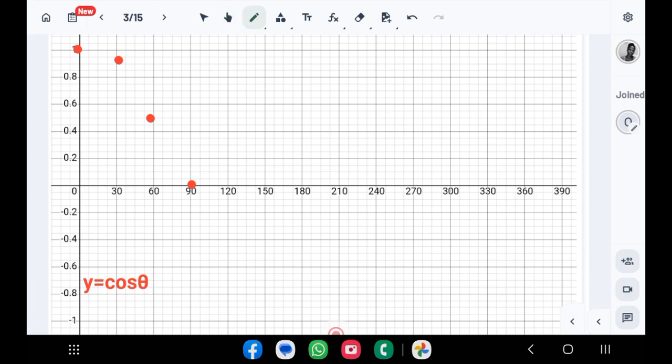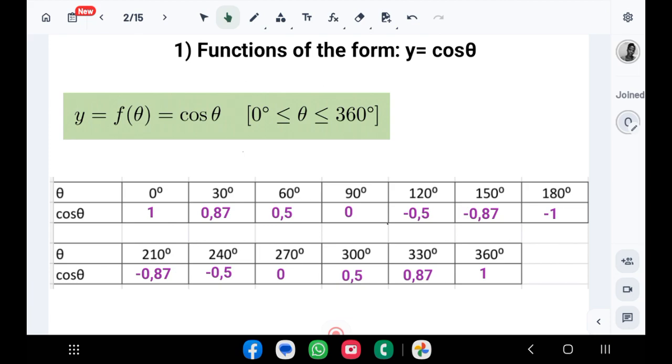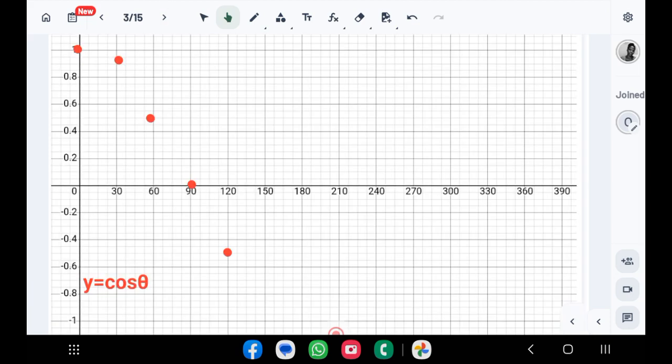So negative half is over here. Okay. Then next, at 150, that is equal to negative 0.87. That should be somewhere over here. Okay. So that is negative 150. That should be somewhere there.